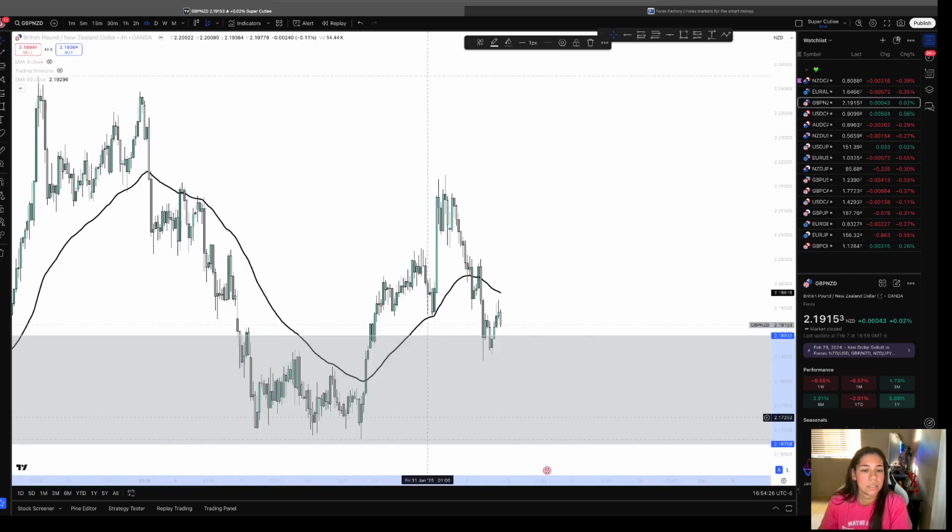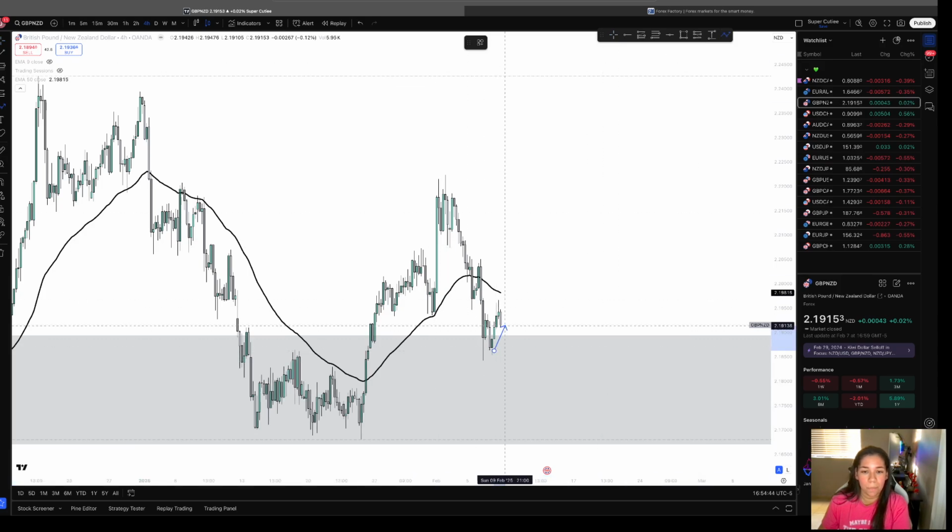Okay, so this is the 4 hour time frame. As you can see, the EMA, and I'm using the 50 EMA by the way, has flipped over. Price is going down, right? So we need price to come down, but then we need it to go back up, break, retest, and come back up.